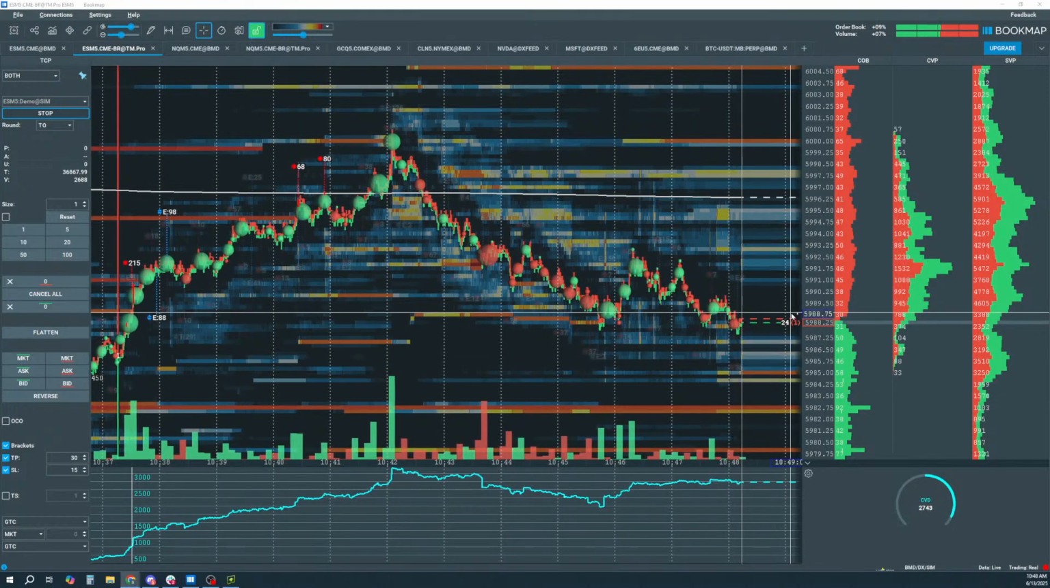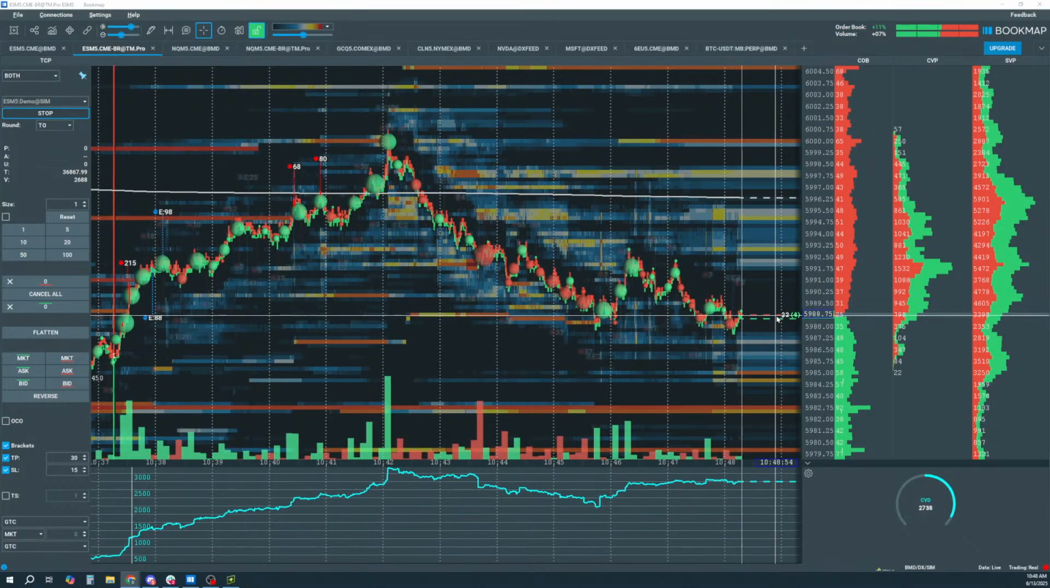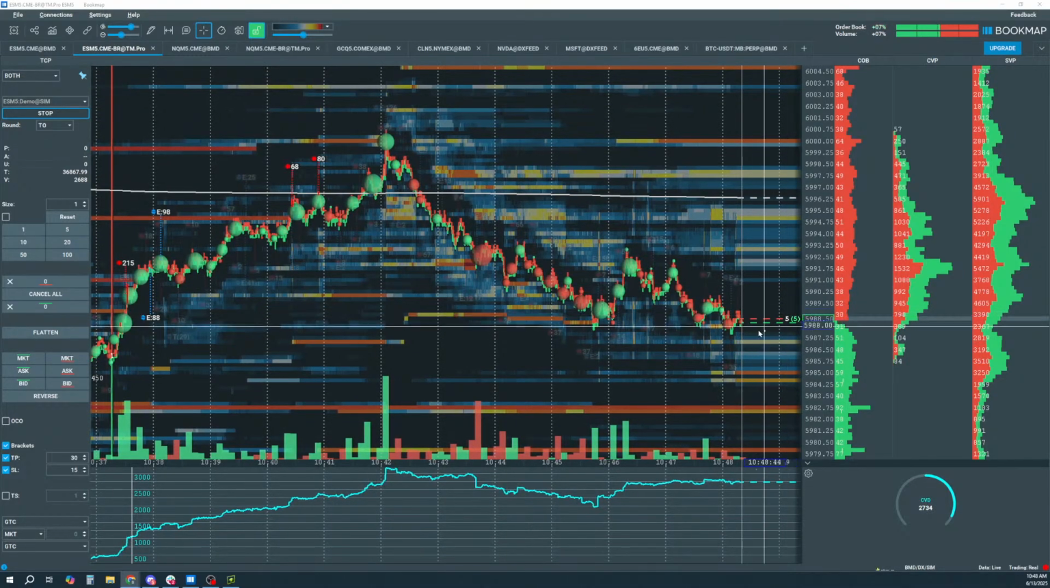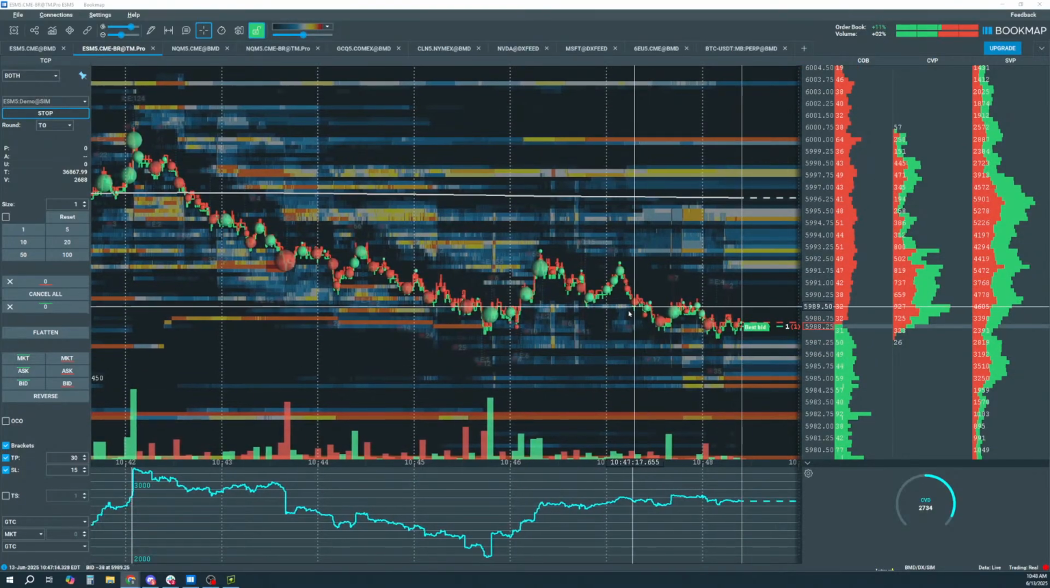The difference is DX feed does not offer the market by order data. That would be the biggest difference between all three of them there.